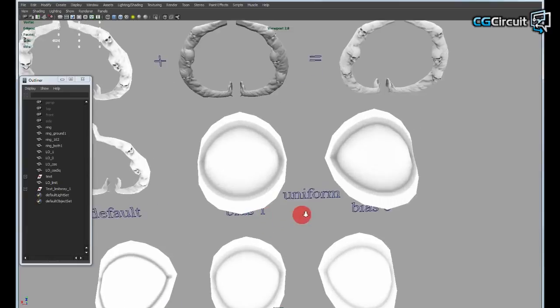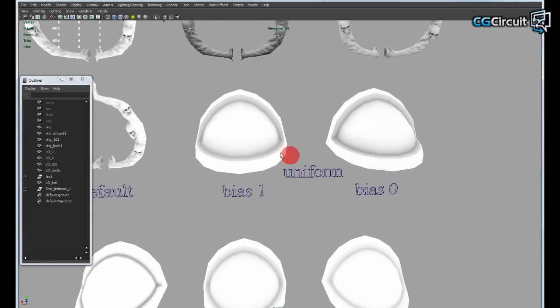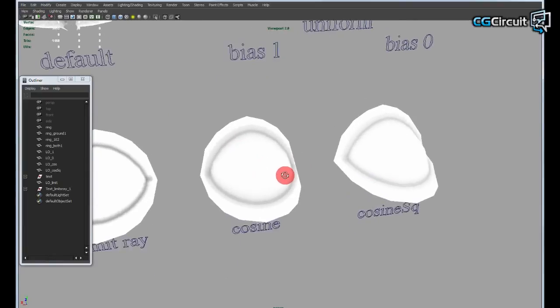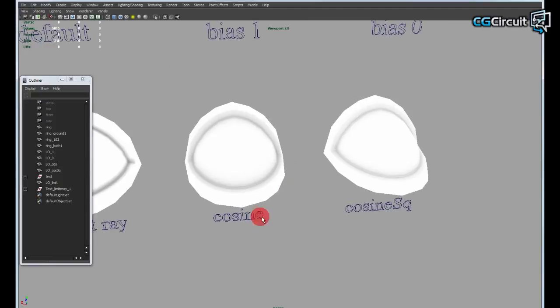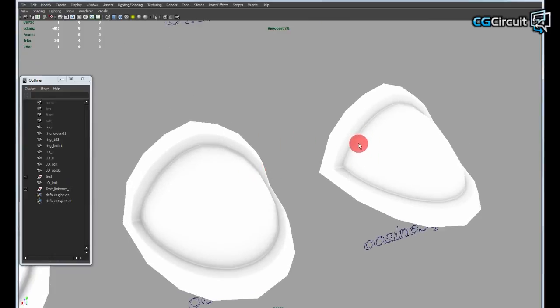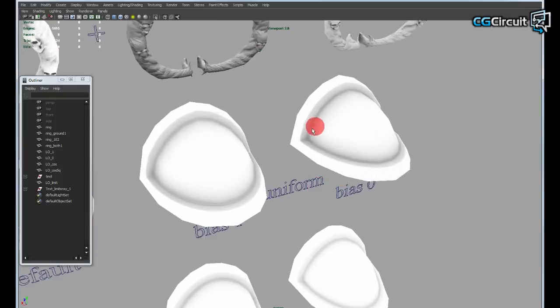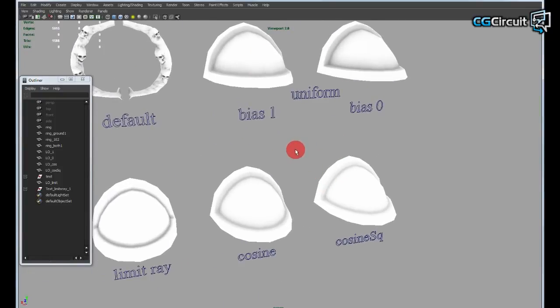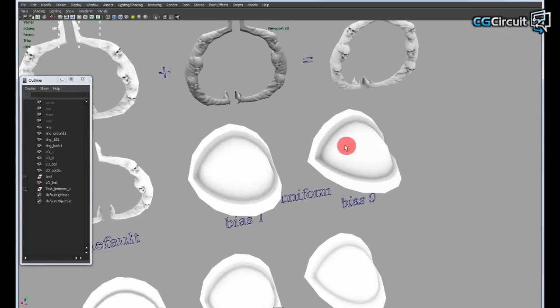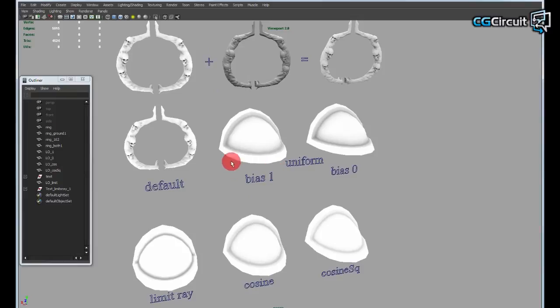And these both were rendered with uniform distribution, and these are with cosine and cosine SQ. The difference you can see as you go from cosine to cosine SQ, the shadowing gets pulled in. The spread isn't as far, and this depends on what you are going for, what kind of result that you like. I personally, as I said before, like having a lot of spread on the shadowing.